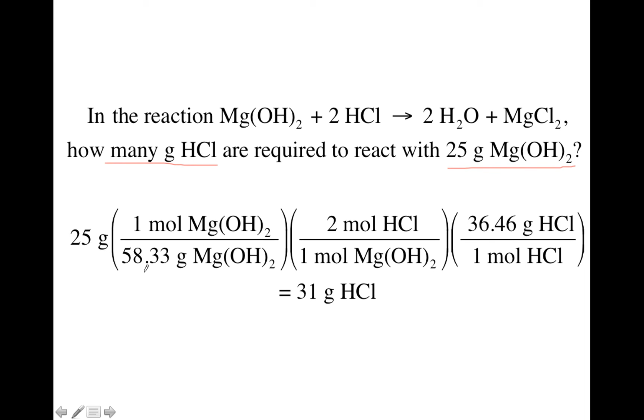So first step, as we did on the last slide, convert grams to moles for our known, Mg(OH)2. Then come up to the equation and look at the coefficients: 2 moles of HCl for every 1 mole of Mg(OH)2. So you copy those numbers here, and that will cancel out moles of Mg(OH)2. And last step, use the molar mass of HCl to convert back to grams of HCl. So moles of HCl cancel, and you will get grams of HCl as your final answer.